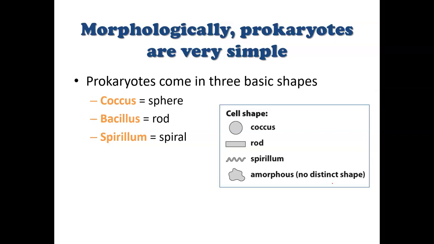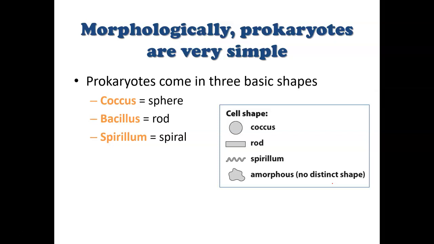But when you look at them under a microscope, you're really only going to see 3 basic shapes. The first is the coccus, which is the spherical ones. So things like streptococcus or staphylococcus, these are the spherical bacteria. The second are the bacilli. These are the rod-shaped ones. So anthrax, its scientific name is Bacillus anthracis. That is a rod-shaped bacterium. And then the last are the spirilli, which are these little corkscrew-looking things.